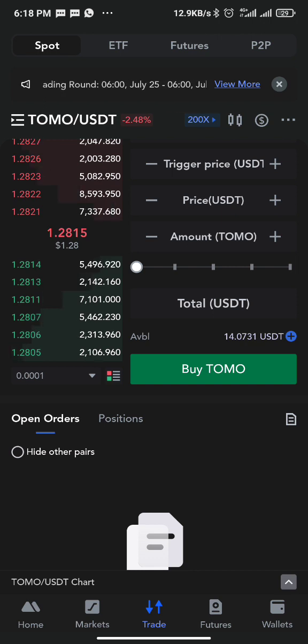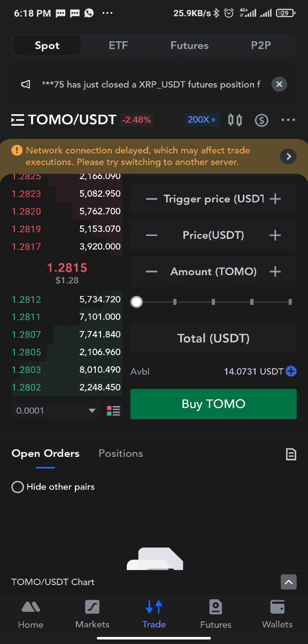MEXC, and maybe Bitget also, are exchanges with some of the highest leverage. You can use up to 200 leverage on the exchange. So you can try them out. Don't forget, don't over-leverage yourself if you don't know how to manage leverage. I do use 200 leverage on trades, because I know I can manage it.